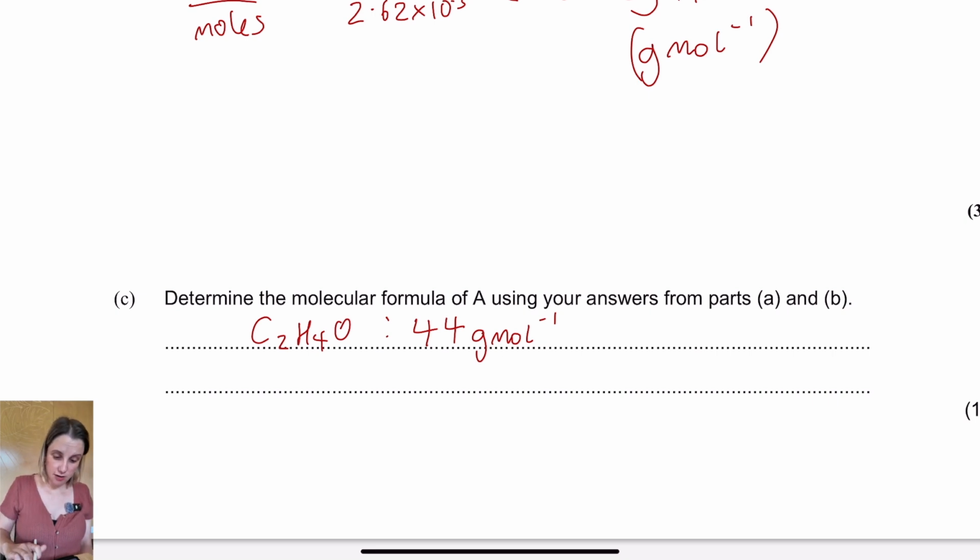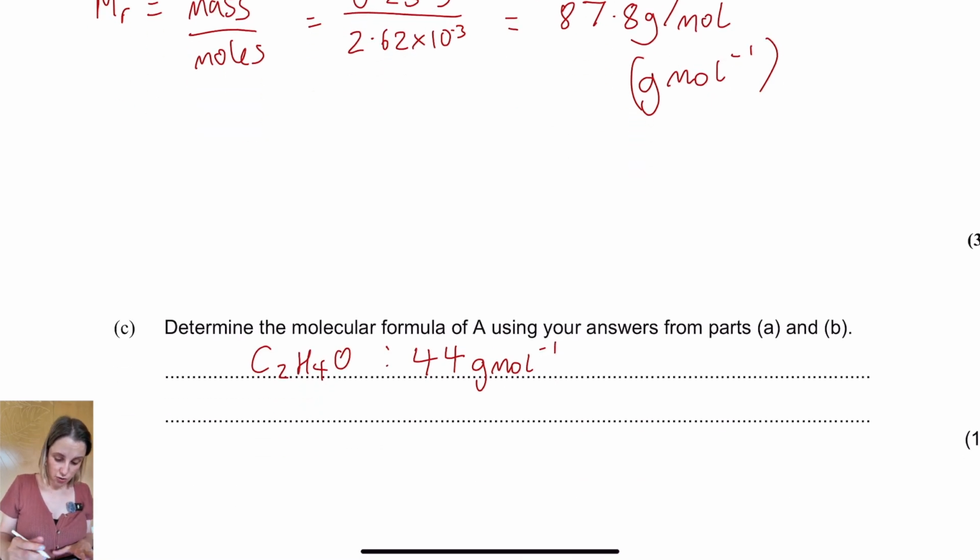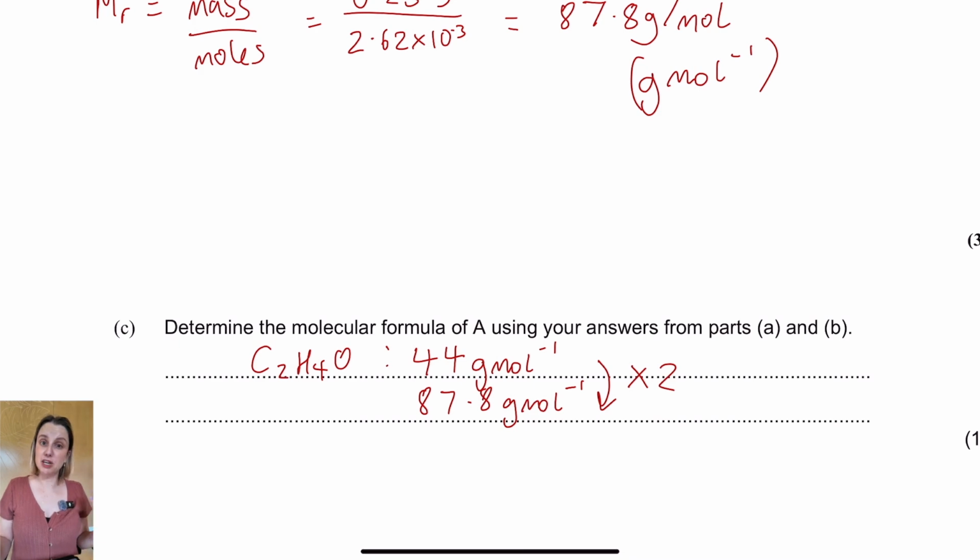If we look at our relative molecular mass, we can see that this is roughly 2 times 87.8 grams per mole. We can see roughly that we're timesing that empirical formula by 2, and so that means that the molecular formula is also going to be times 2. So we're going to times it out, and the molecular formula of A is C4H8O2, and that is your final answer. So you're just looking at the empirical formula and seeing how many units of that do I have, and therefore how much do I need to times the empirical formula by to get to my molecular.